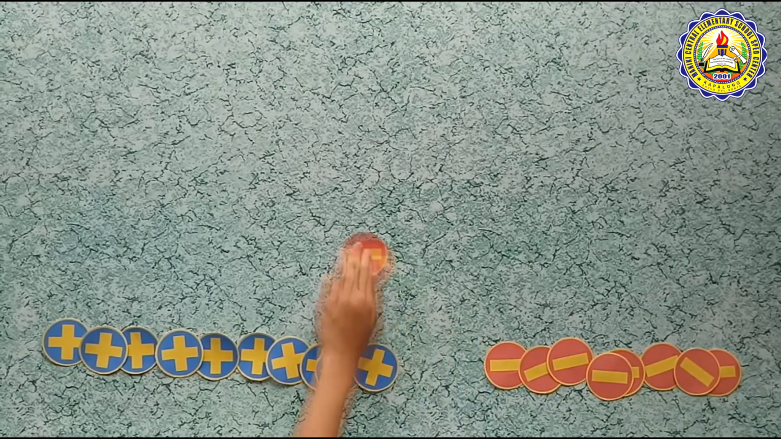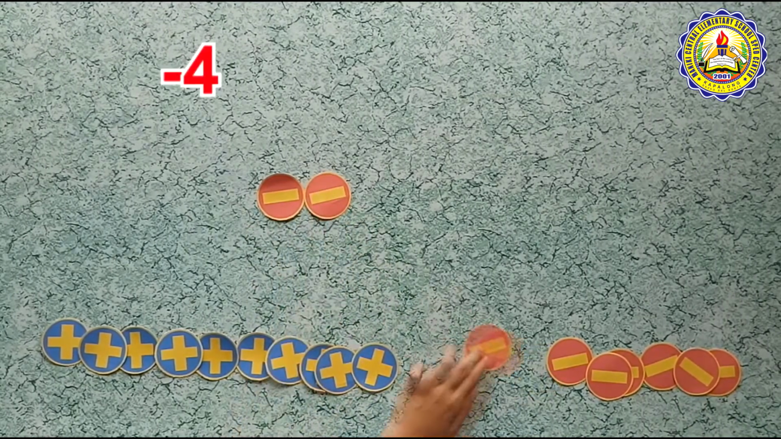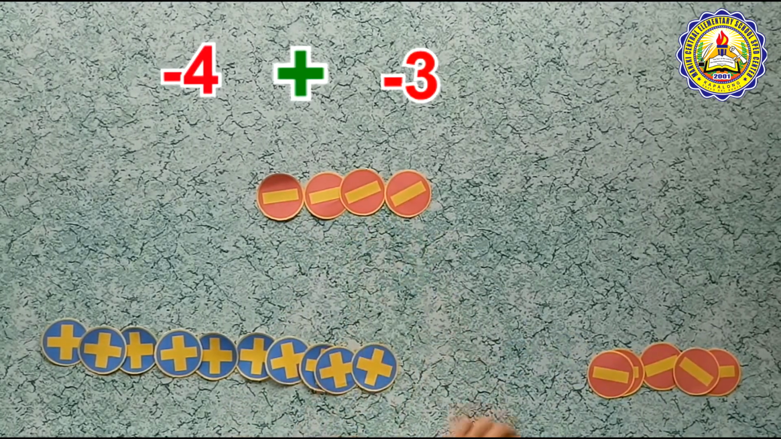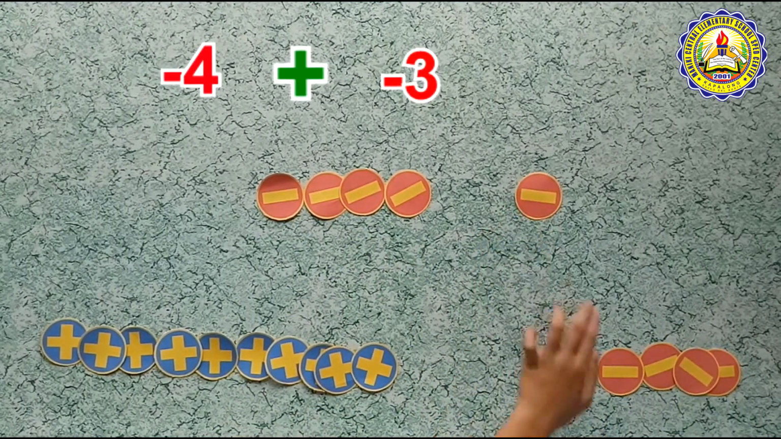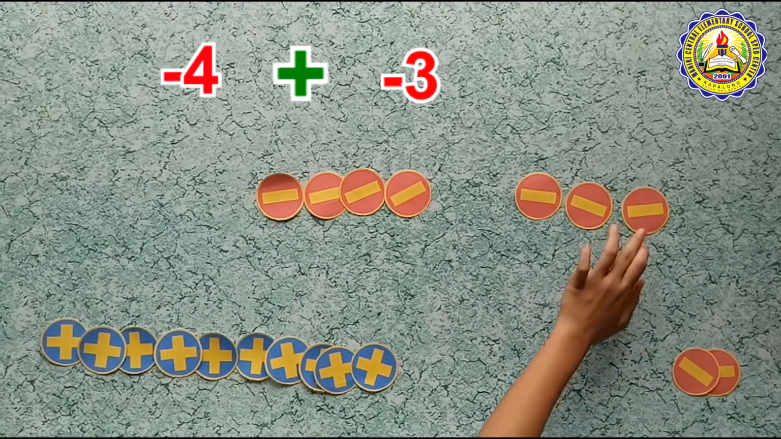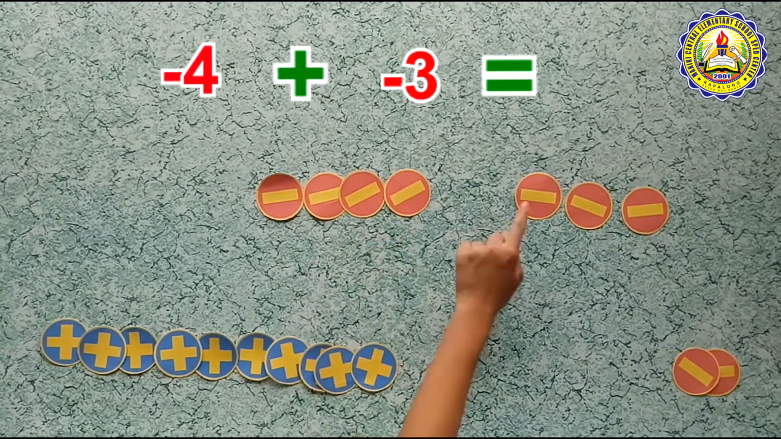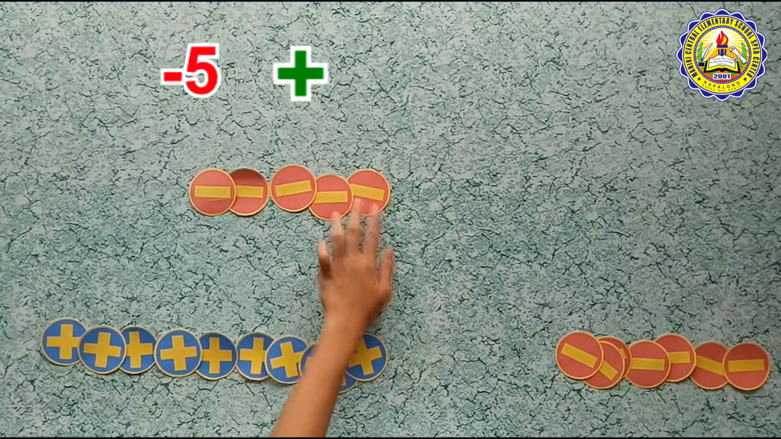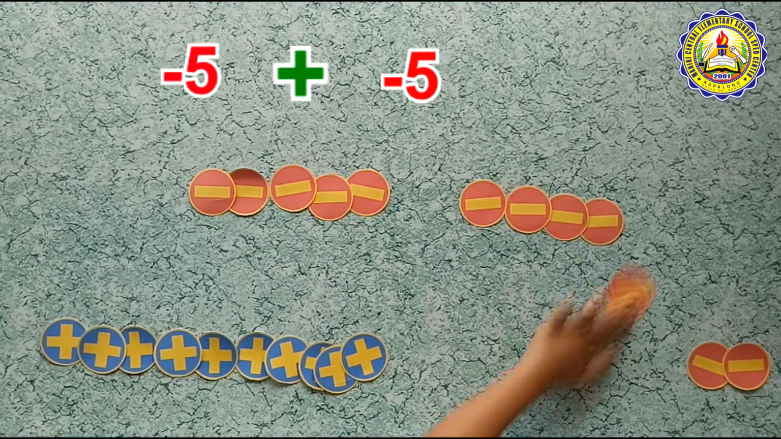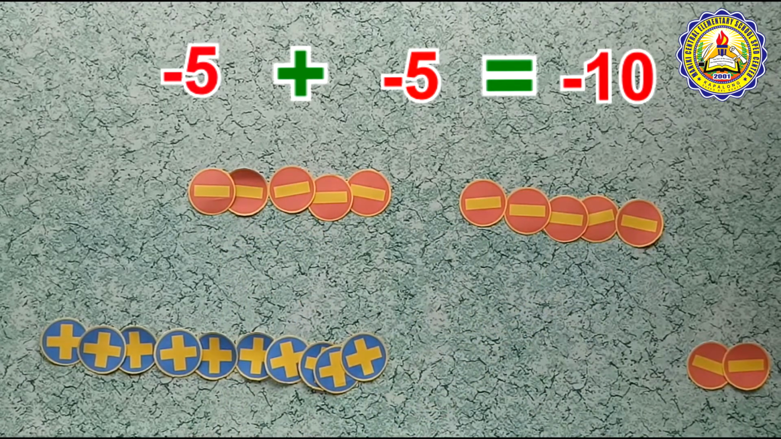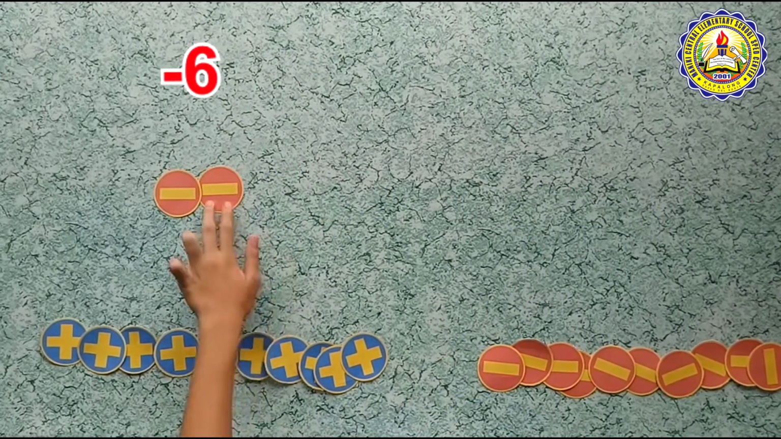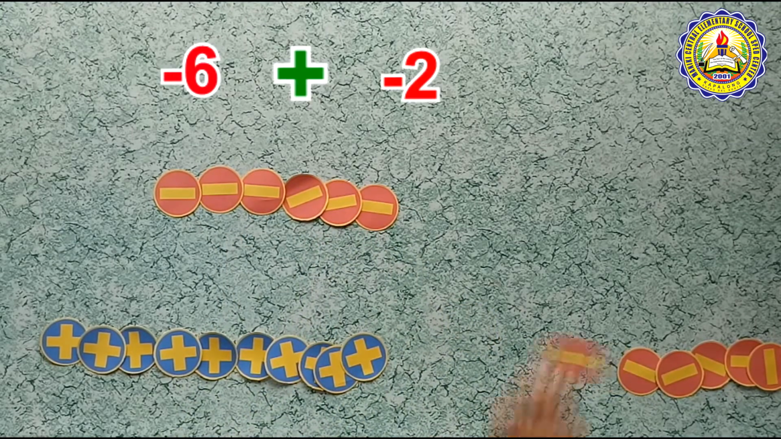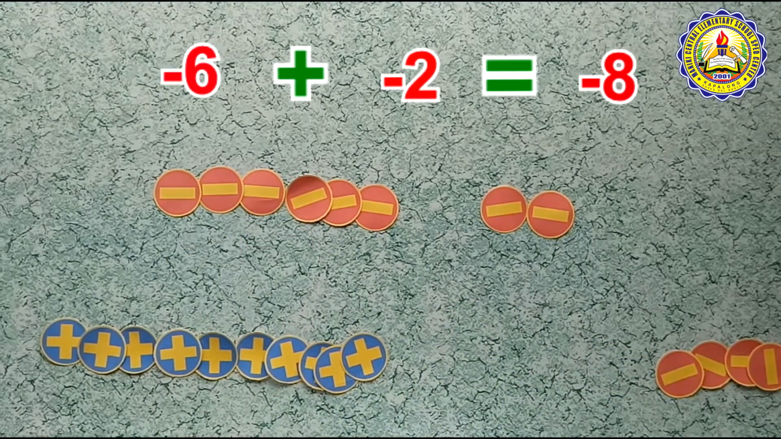Now, let's add 2 negative chips. 4 negative chips added to 3 negative chips becomes 7 negative chips. Negative 5 plus negative 5 is equal to negative 10. Negative 6 plus negative 2 is equal to negative 8.